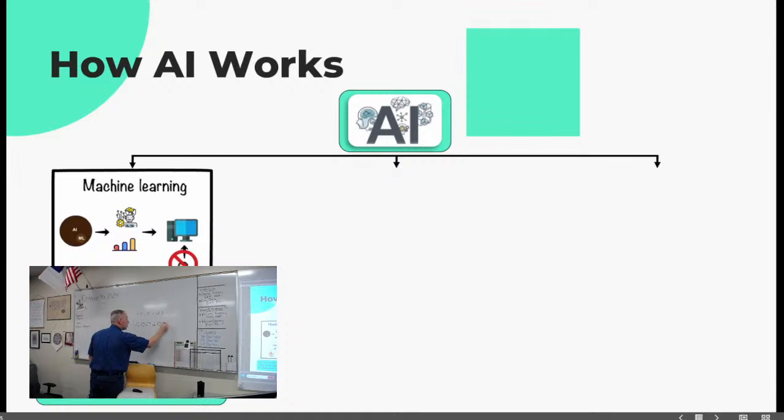Square, square, triangle. Okay, so we know a pattern. What happens if it sees that? It's a diamond. Well, it's an outlier. So now something's happened outside my pattern. What do I do with that?